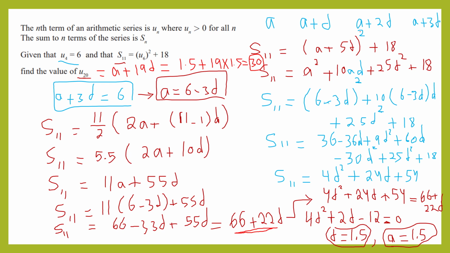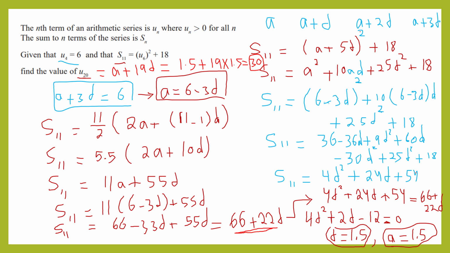So we replaced each A by 6 minus 3D, so it's 6 minus 3D squared plus 10 multiplied by 6 minus 3D multiplied by D plus 25D squared plus 18 to make S11 as one complete equation in D. So it's 36 minus 36D plus 9D squared plus 60D minus 30D squared plus 25D squared plus 18. So S11 at the end is 4D squared plus 24D plus 54.